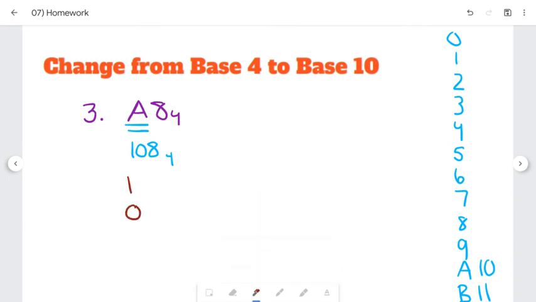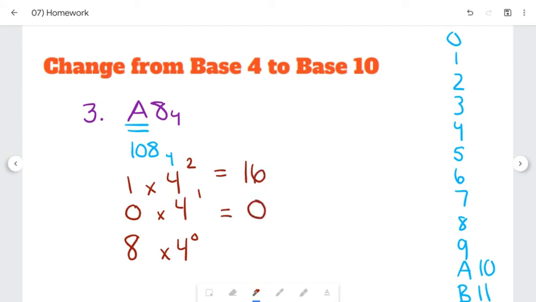So 108 times 4 squared, times 4 to the first, times 4 to the 0. And we're looking at 16 times 1, 4 times 0, 4 to the 0 is 1, and 8. So we'd get 24 base 10. Okay, so there's a couple steps we could follow when we're doing this. Just one more example just to get us all the way comfortable.